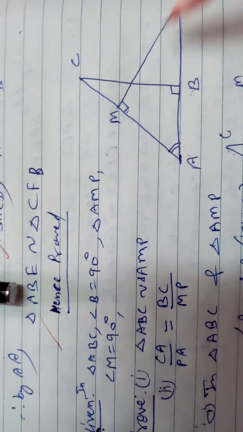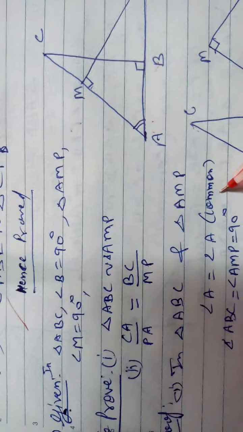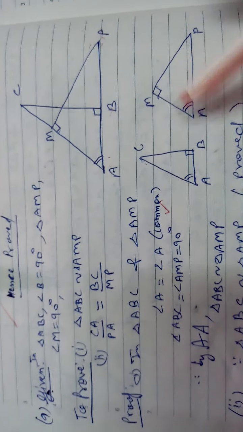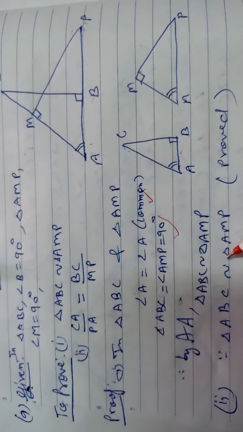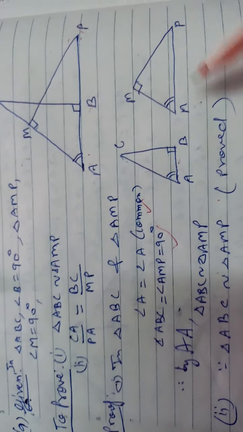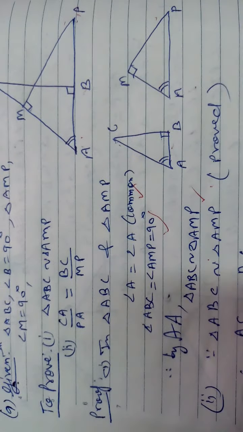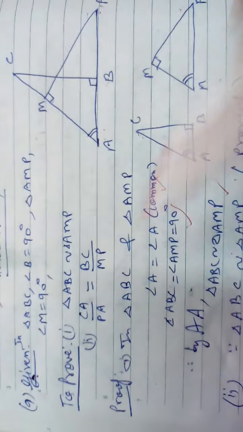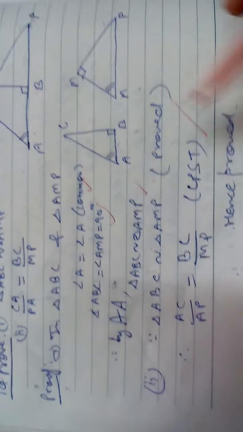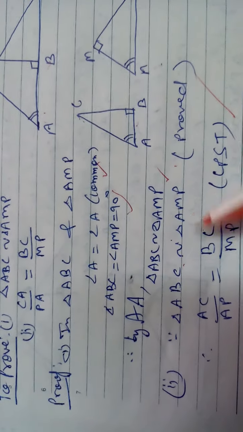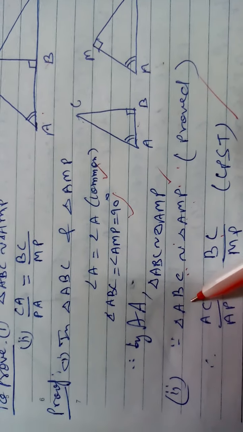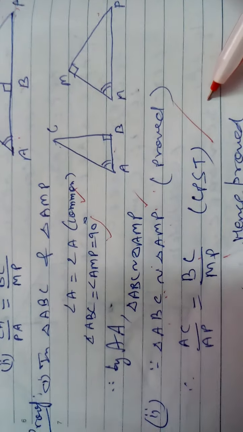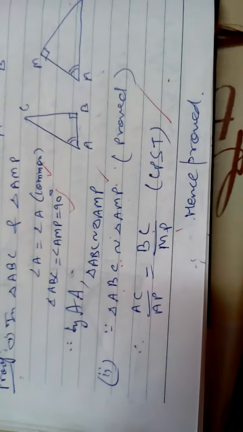ABC similar to AMP. Angle A is common in both. Separate figure I have drawn. This is 90, it is also given. And then by double A similarity, ABC similar to AMP, hence proved. Second part, CA upon PA, then very easy by CPST, CA upon PA is equal to AC upon MP, according to the corresponding parts of the triangle. It is CPST, corresponding parts of similar triangles.